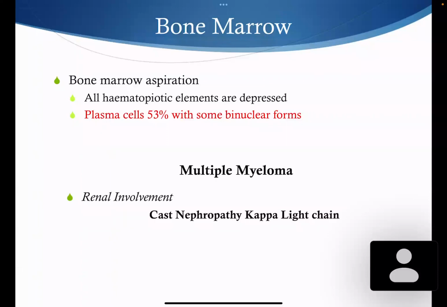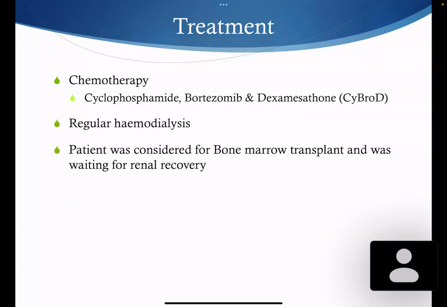So a diagnosis of multiple myeloma was confident, and the renal involvement in this situation is a cast nephropathy, kappa light chain type. So the renal biopsy was the clue for the diagnosis, not only for the kidney survival, but also for the patient prognosis and the patient survival. The patient started the famous CyBorD, which is cyclophosphamide, bortezomib, dexamethasone.